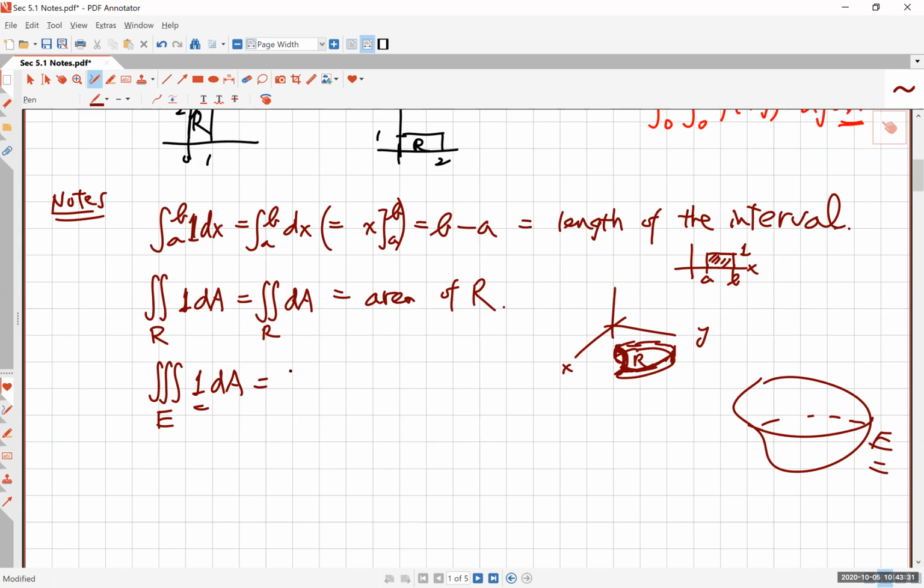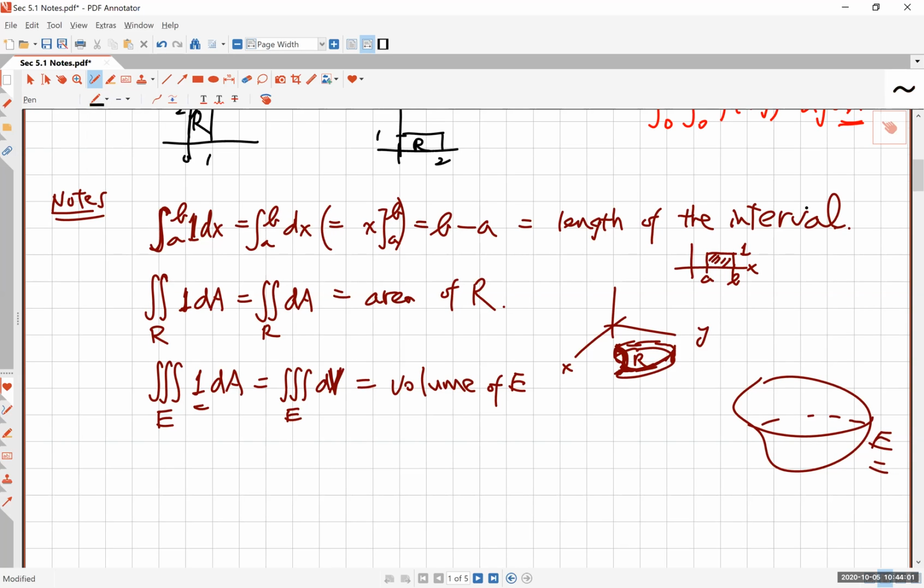But in the same way as we talked about this, okay, this is dV. All you're doing is defining the volume. So if you have 1 as the integrand, think of that as, if it's a single integral, it's the length of the interval. If it's a double integral, it's the area of the region. If it's a triple integral, it is the volume of E. Okay, that's what these things represent. So keep this in mind as you move forward.